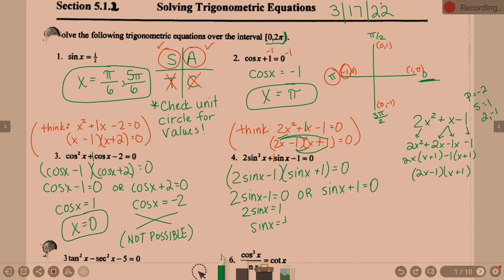So we're going to be asking ourselves, where does sine x equal 1/2? We also, over here, if it's sine x plus 1 equals 0, we're going to have to subtract 1. And we're going to be asking, where does sine equal -1? Don't stop, though. I want to know x, right? I don't want to know sine x. I want to know x.